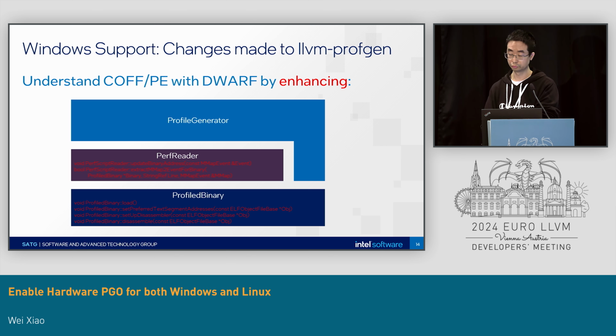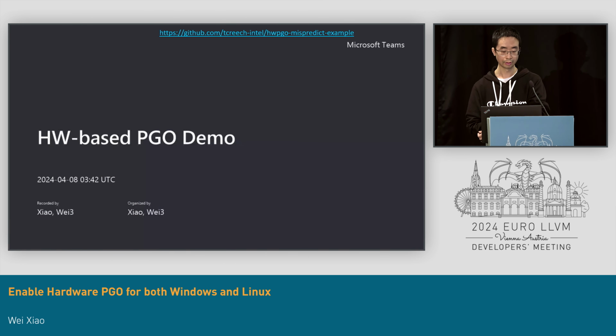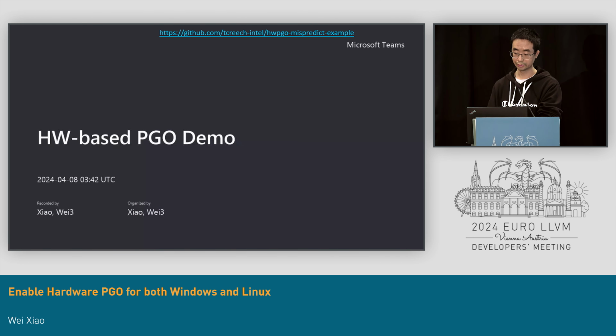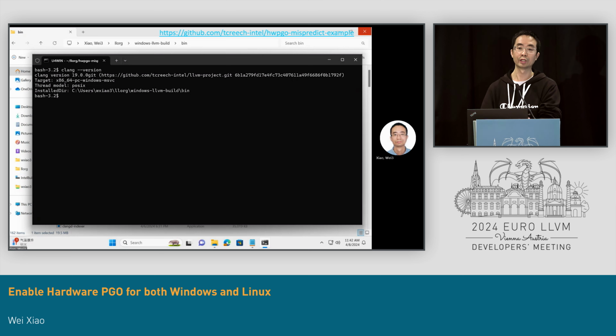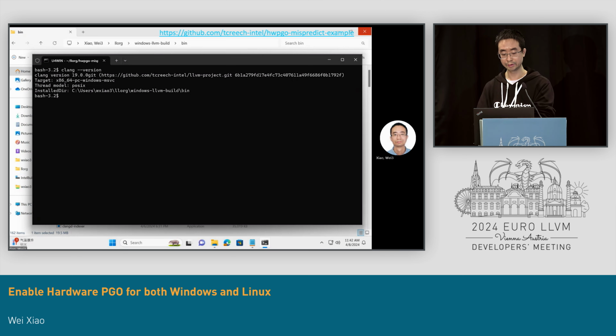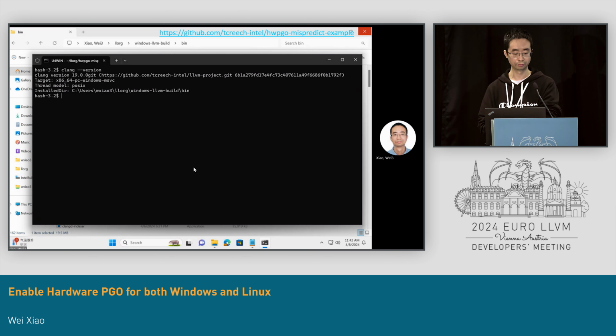Then let's do a quick demo on Windows to demonstrate all of the things I have mentioned. The demo is performed on our 12-core i7 Windows server, and I use a local client on my computer which has some support for hardware PGO, and all the changes will be upstreamed very soon. Firstly, let's build the baseline binary.